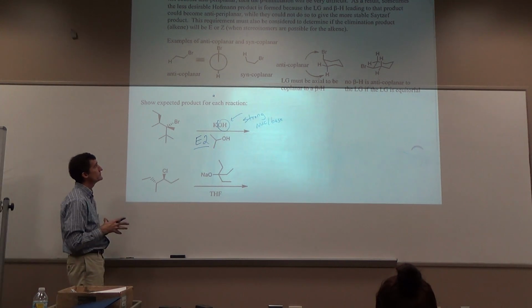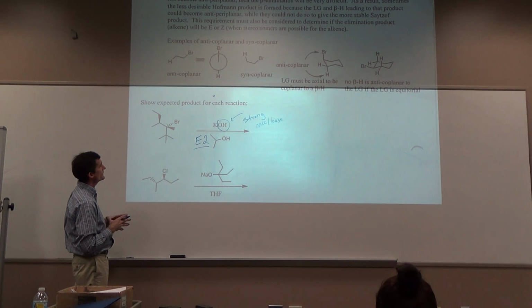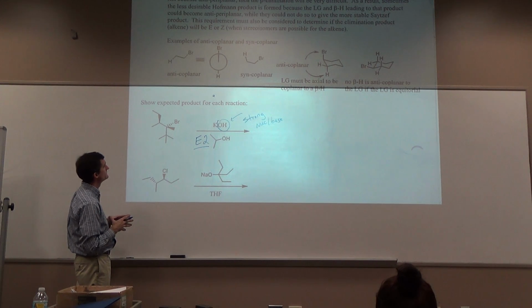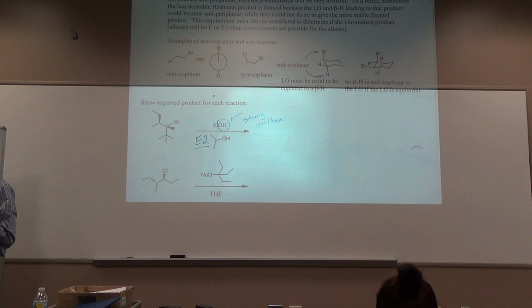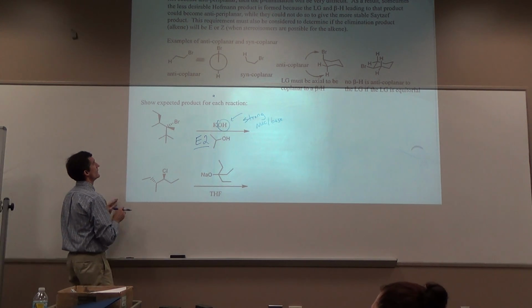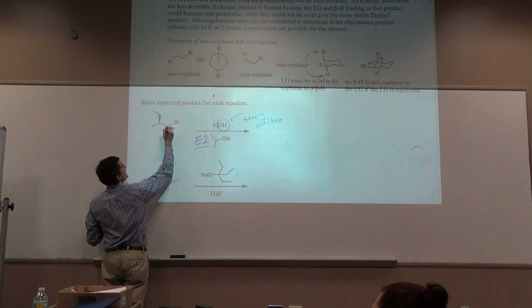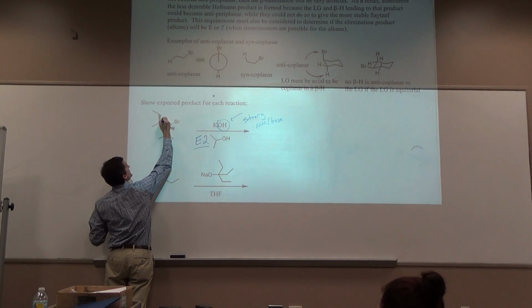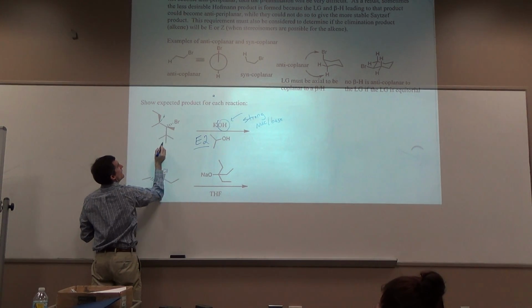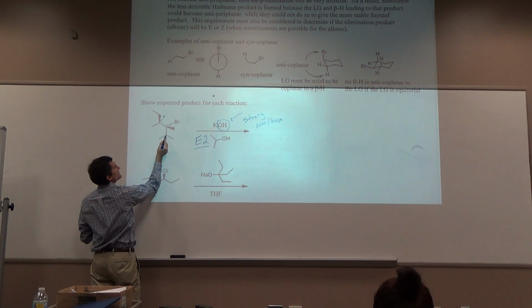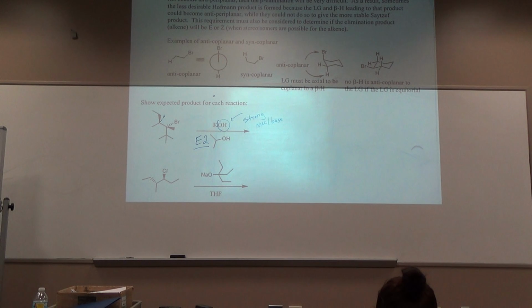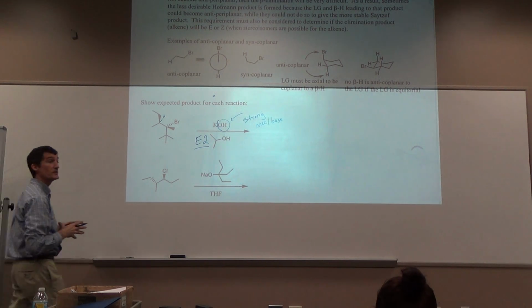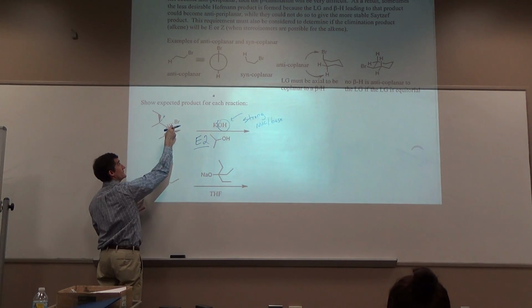Okay, so it's E2. We're doing elimination, a beta elimination. How many different types of beta hydrogens are there? Different types, not total, but types. That's the alpha carbon. That's a beta carbon. There's one H there. That's a beta carbon, right? How many H's on that one? So what's the answer? How many different types of H's? Where's the other one? Yes.